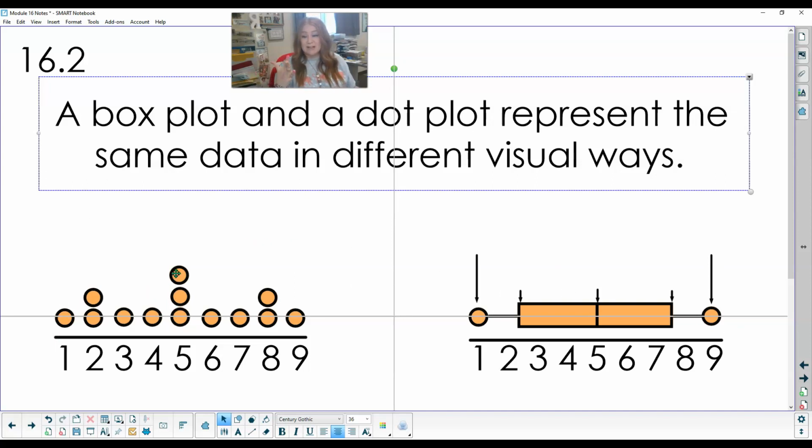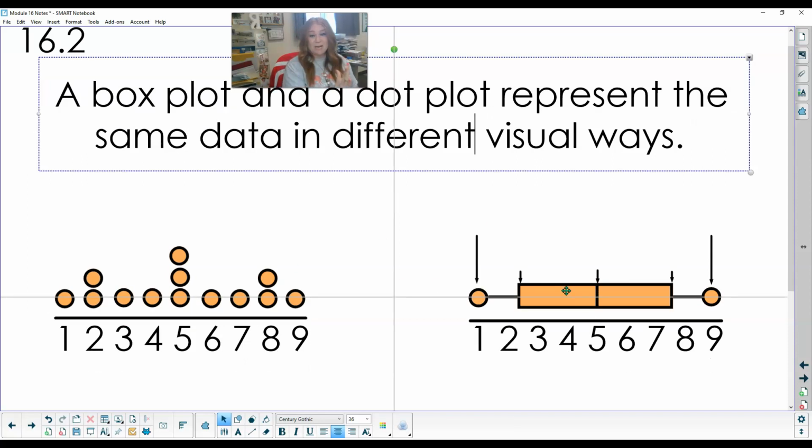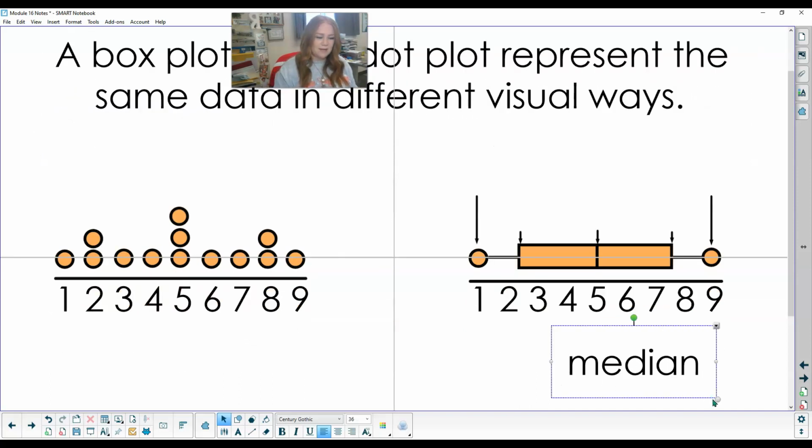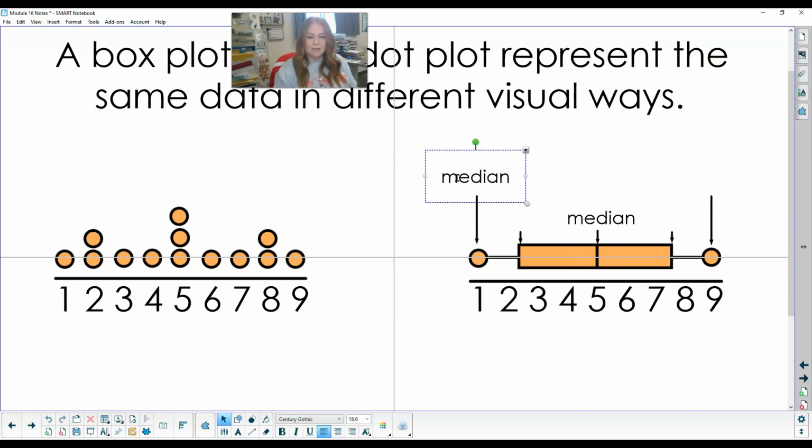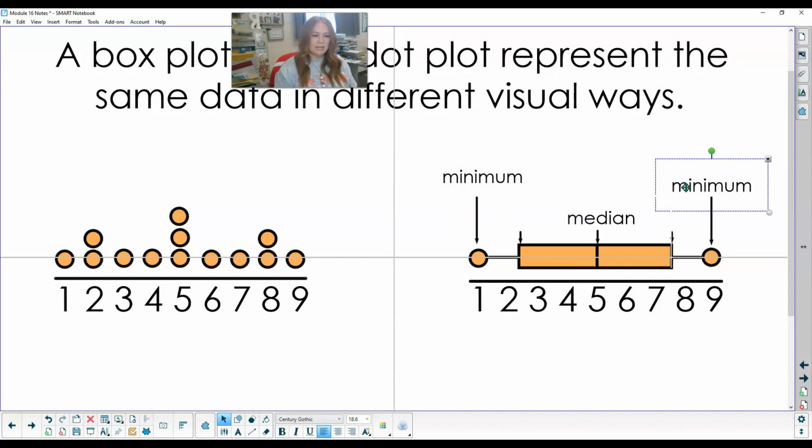This one, I can see there's exactly three 5s, two 8s, two 2s. It's very symmetrical, actually. It would fold nicely in half. This one, I have no idea how many 5s there actually were. But when I come over here to the box plot, I know here's my median. So I know that the middle is right here. Go ahead and label that with me. And I know that this is the minimum value, and over here is the maximum.